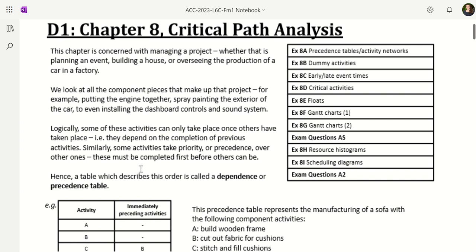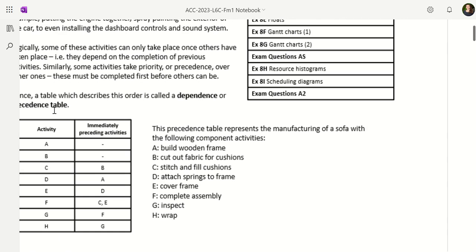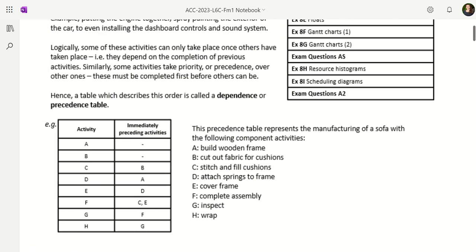So if we were planning a project, we want to make sure that certain things are completed before others, and how long certain pieces of the project take can define when we need to start completing them, and so on. So we're going to look at these tables. The first thing we're going to look at today is these dependency tables, or as they're called in the textbook, a precedence table. So precedence, remember, it means looking at the priority, the importance of the order of completing things.